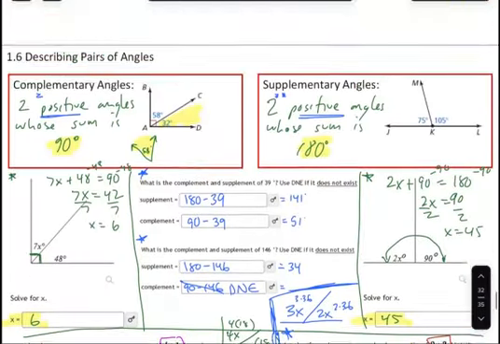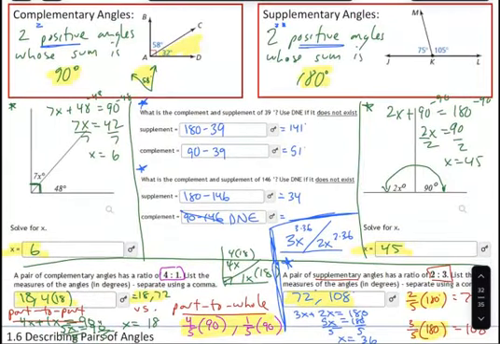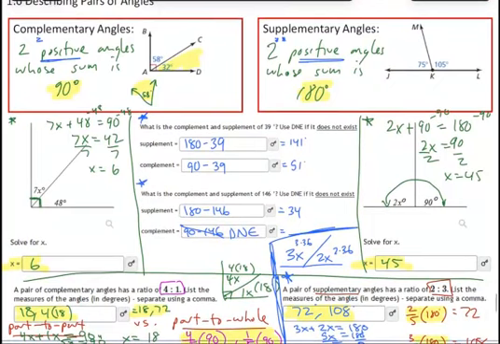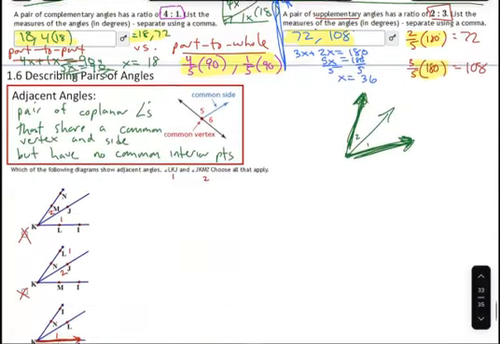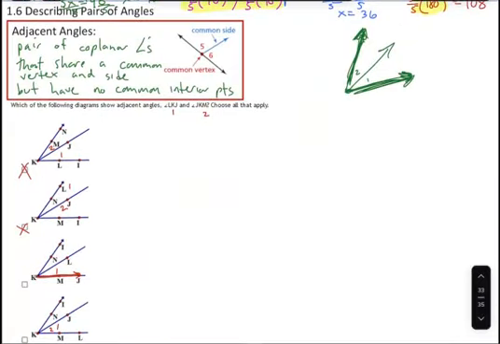So I actually happen to use it before we defined it, right? Because when I talked about this first setup, complementary angles and supplementary angles, I mentioned that those are adjacent angles, but they don't have to be. That's what I mean. If there are two parts that form a whole, those are adjacent, but both complementary and supplementary angles do not have to be adjacent angles.